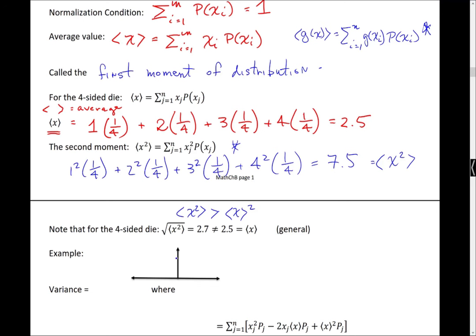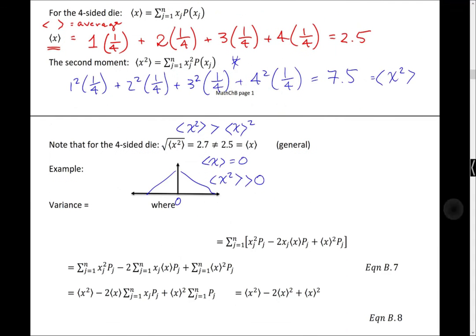Let's say that I have a distribution that looks like this, where it's centered around 0. What's the average value for that distribution? It's 0. So x average equals 0. Now, if I look at the squared value, all of these become positive. And so that tells me that the average square value has to be greater than 0.